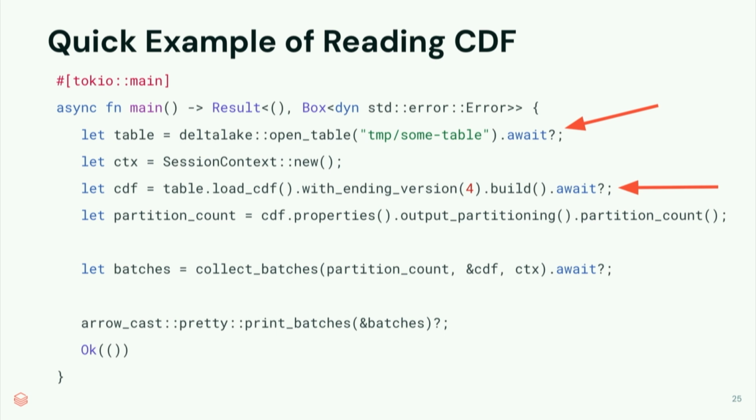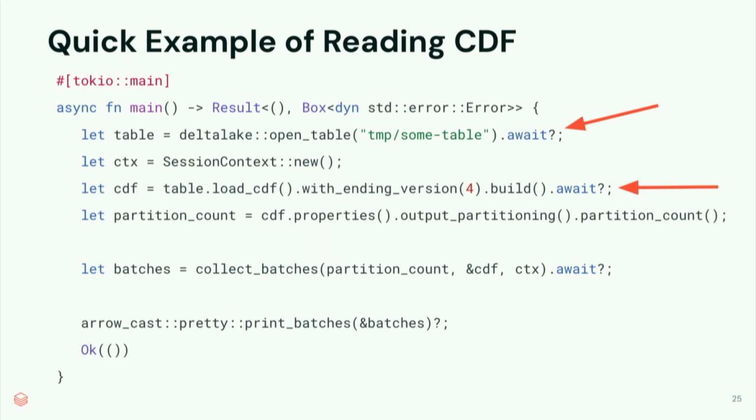CDF uses a common builder pattern for it. So you specify, in this case, I just specified an end version. And so in this case, it would use the default version of 0 to start. So this would be a read from version 0 to version 4 of said table. And then you just build it. After that, there's a little bit of housekeeping for partitioning in order to distribute this. And then we just collect it and print it out.